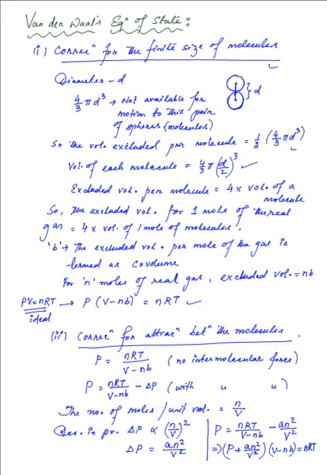So for 1 mole, this equation would change to, with n being equal to 1, (P plus A over V squared) multiplied by (V minus B), only instead of nB, and on the right hand side we'll have only RT. So that's for 1 mole. Now let's discuss some features related to the van der Waals equation.